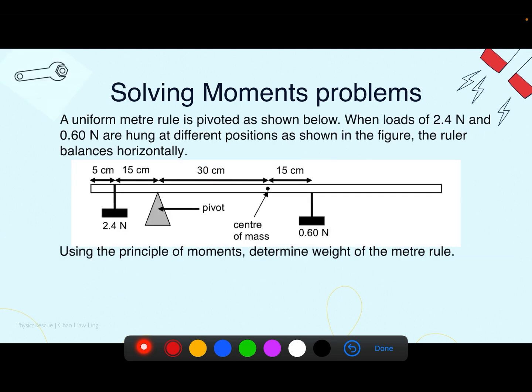Okay, let's look at this example here. Using the steps that we have learned earlier, let's look at the question. It says that a uniform meter rule is pivoted. Now, when you look at the word uniform, what does it mean to you? All right, uniform means that the weight of the object acts from the center of the object.